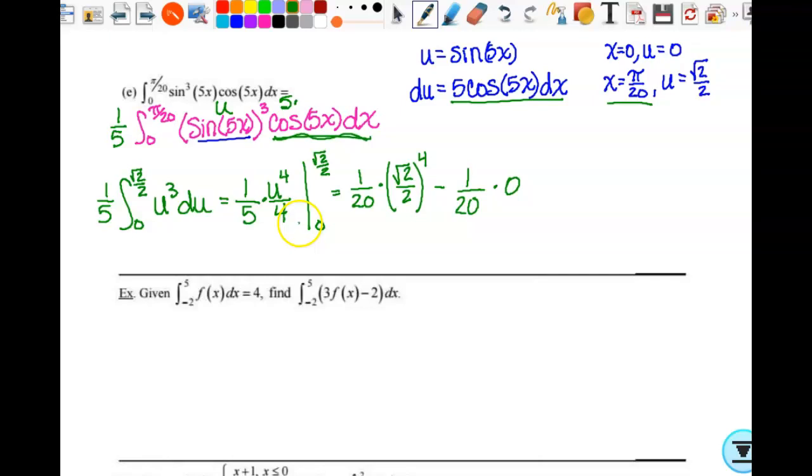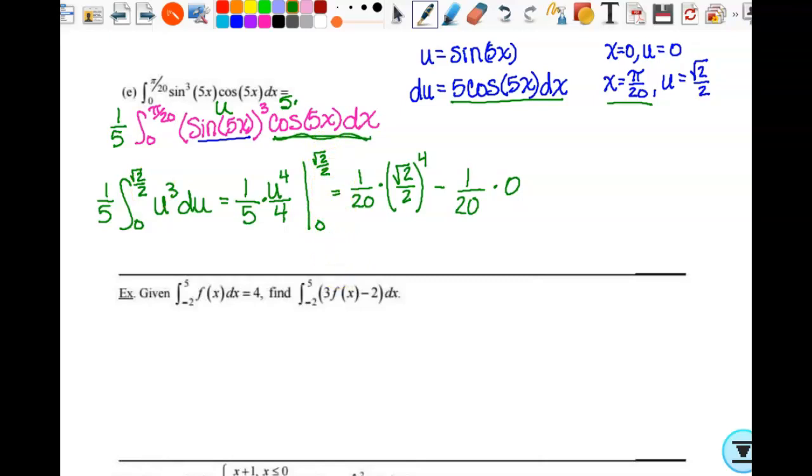Question she had: why is it square root of 2 over 2? Okay, because our limits of integration went from 0 to pi over 20, right? That's when I had the x's in there. We changed from x's to u's. That's why we did this over here. So instead of going from 0 to pi over 20, we have 0 to square root of 2 over 2. Those are our limits of integration. And once we integrate, that's what I'm evaluating here. You with me on that?